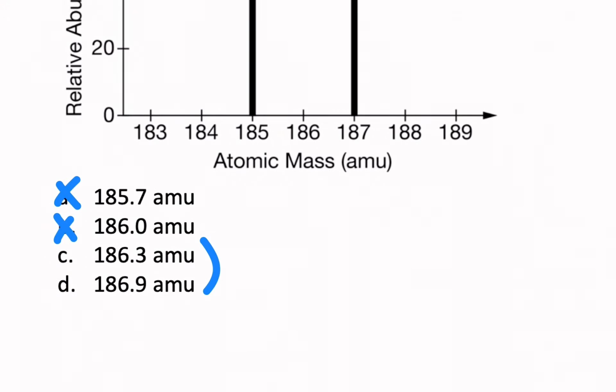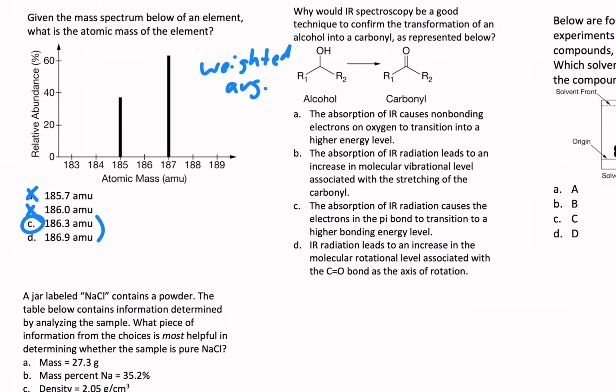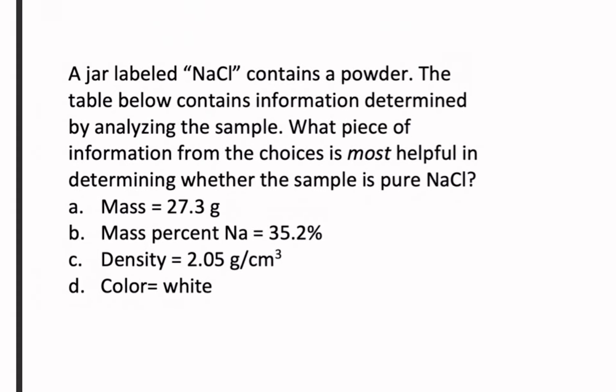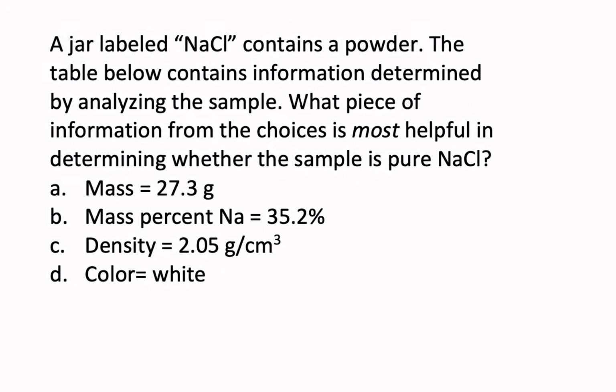It's going to be closer to 187, but not that close to 187. So C sounds like the best choice without a calculator. Okay, right below it, a jar labeled NaCl has a powder. The table below gives us some information. Which information is the most helpful in determining if this is pure NaCl?